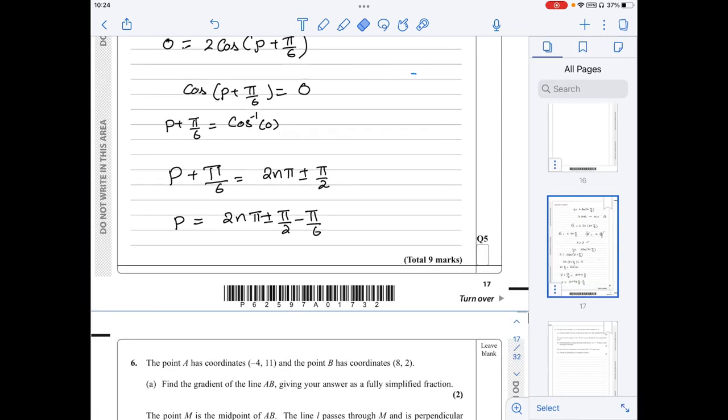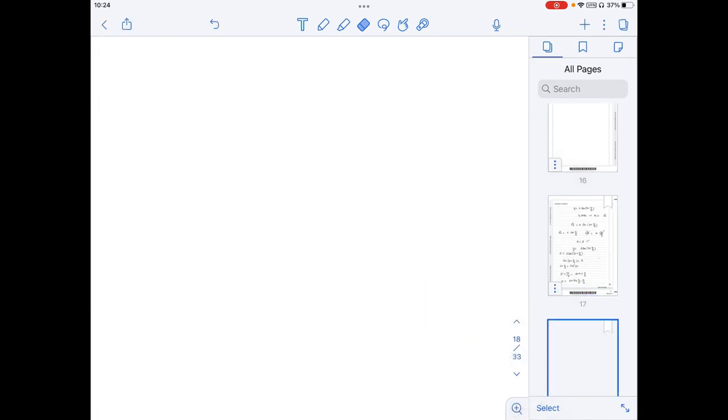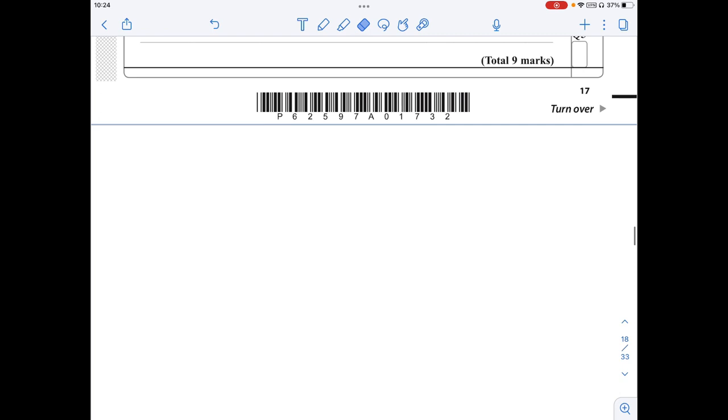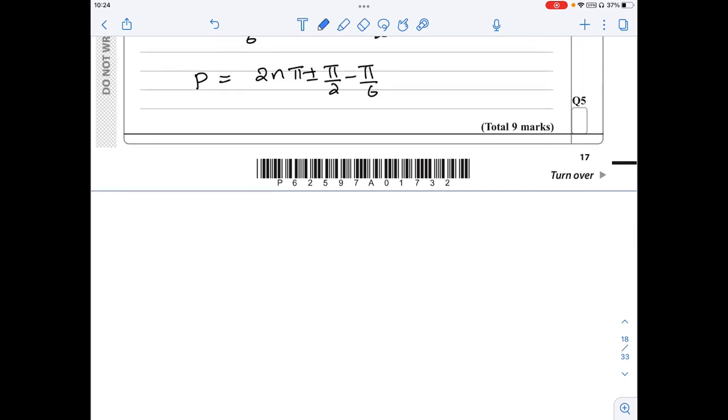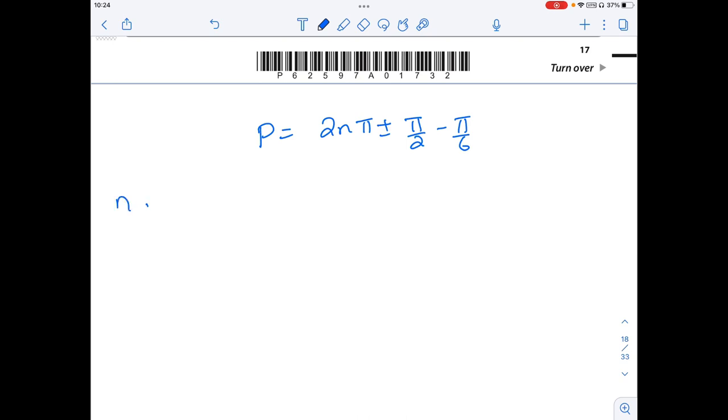So I quickly add a page over here. So I get p equals to 2n pi plus or minus pi upon 2 minus pi upon 6. So p, when n equals to 0, p equals to 0 plus or minus pi upon 2 minus pi upon 6. It gives me two values. 90 minus 30 is 60, and minus 90 minus 30 is minus 120. So minus 2 pi by 3.